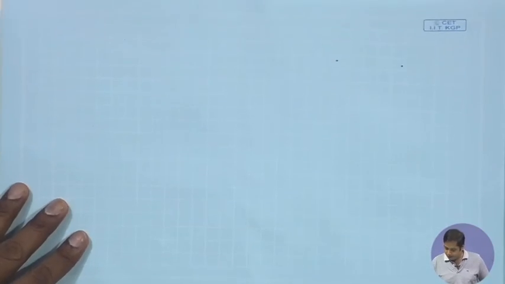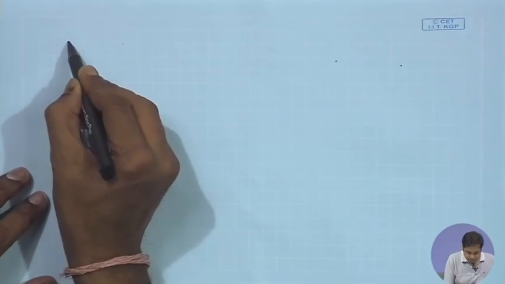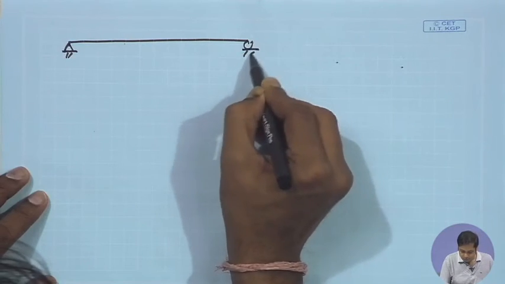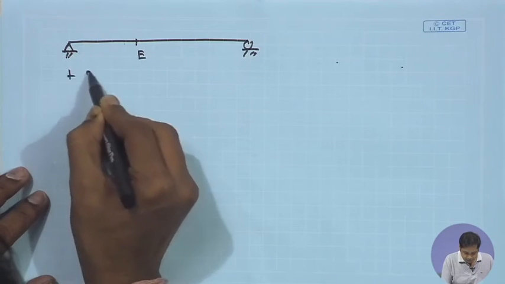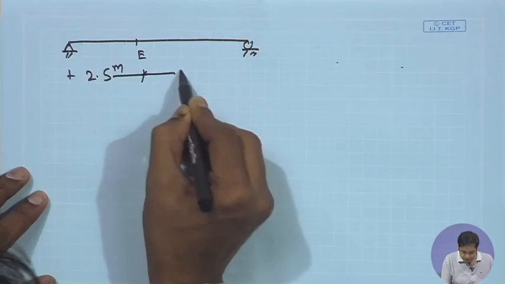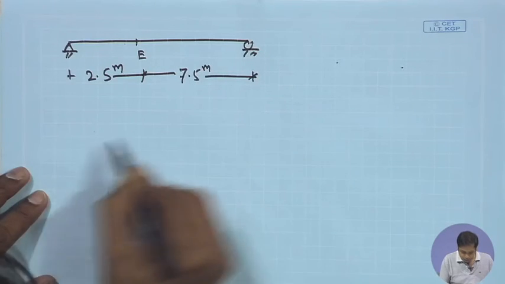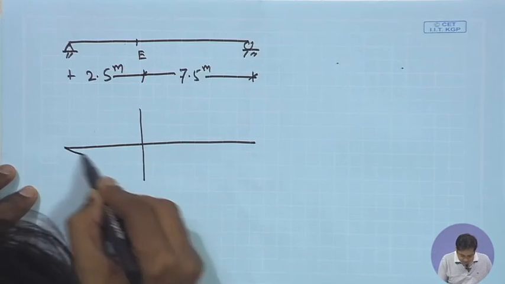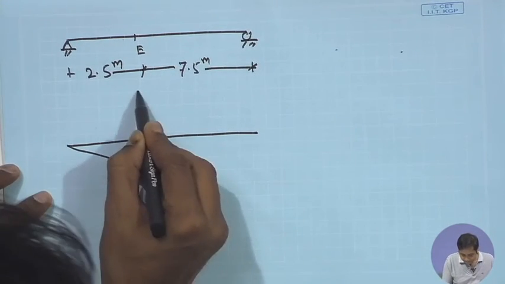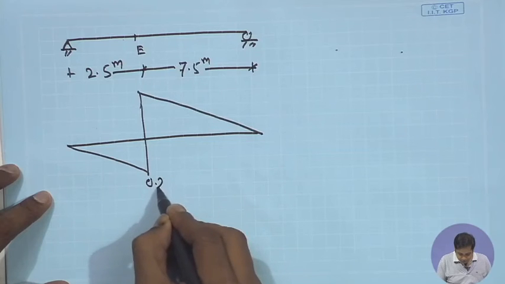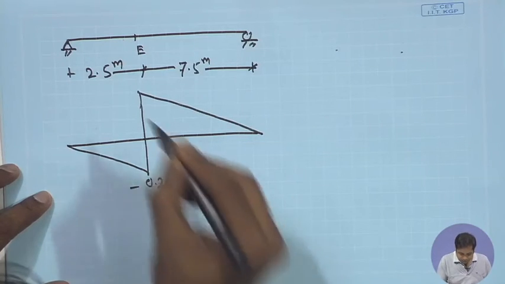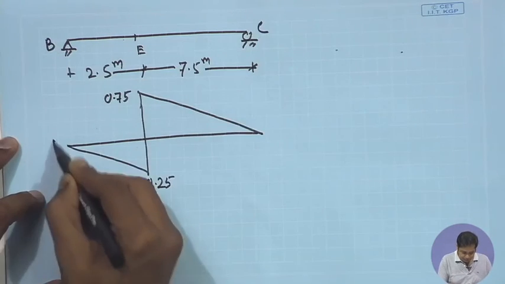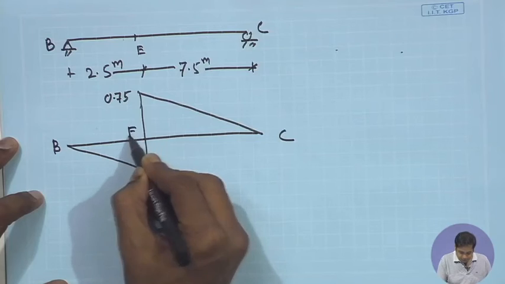Now, just quickly we check what would be the position for maximum shear force. If this point is E, this is 2.5 meter and this is 7.5 meter. We know the influence line diagram for shear force. Influence line diagram for shear force is this. This value will be 0.25 or minus 0.25 and this is 0.75. This is B, C, this value is E.